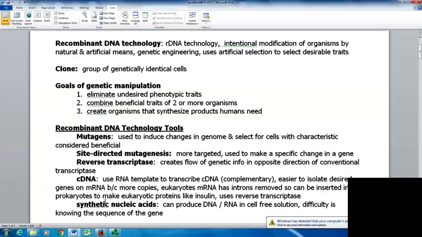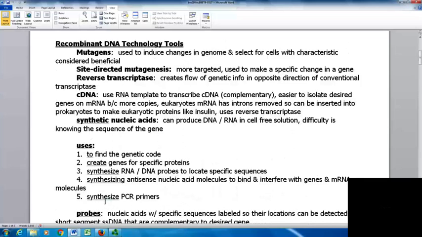Synthetic nucleic acids are a useful tool as well. We can produce DNA or RNA in a cell-free solution. The difficulty with these is knowing what the sequence is of the gene. So determining what amino acids are in the gene and then the sequence of it is the tricky part. It's not necessarily actually making it that is tricky.